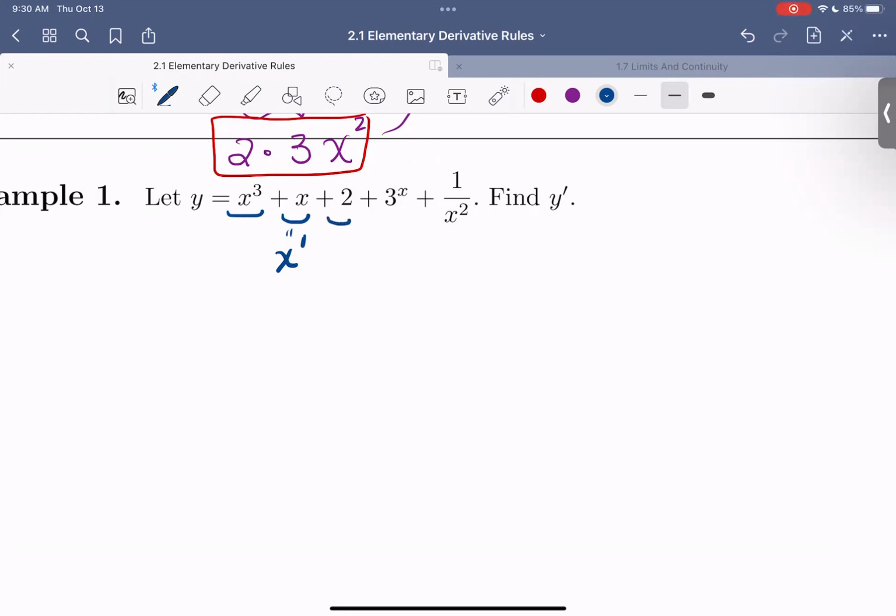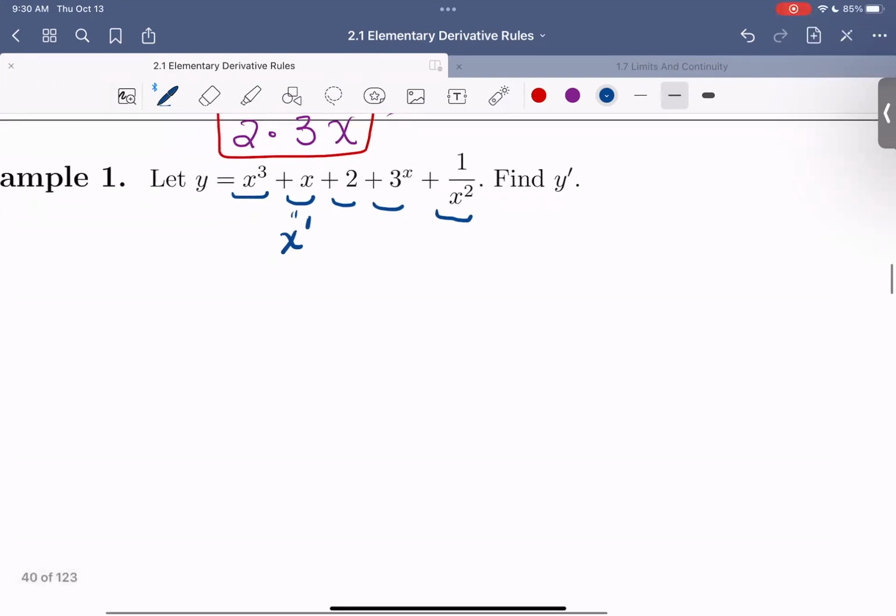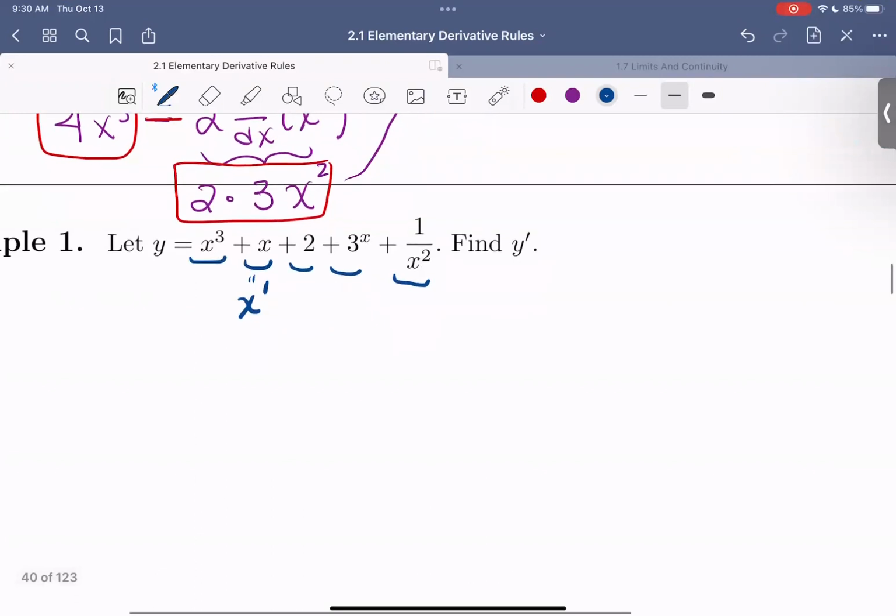Now continuing on, 3 to the x we've seen before, but what about 1 over x squared? Can we write it in a way to recognize how we could compute the derivative of it? Well, certainly we have x in the base and a 2 in the exponent, but it's in the denominator. So what we can do to change that location of x squared is to rewrite it as a negative exponent. This is just using exponent properties. 1 over x squared is equivalent to x to the negative 2.